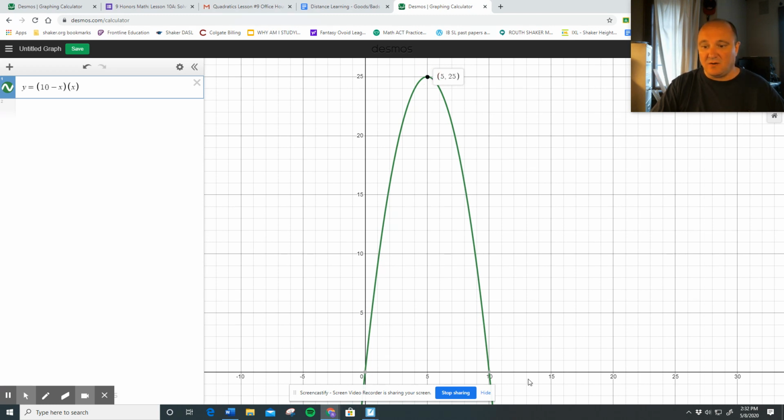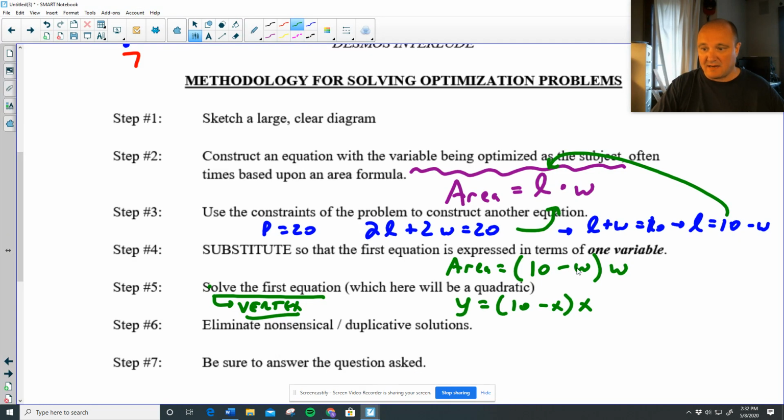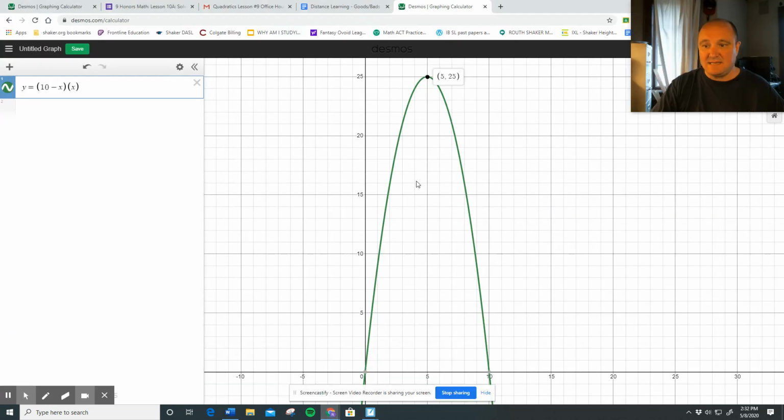The x coordinate was what? What was the variable here? Well, that was the width of the rectangle. The y coordinate was substituted in for the area. So what this tells me is that when the width of the rectangle is 5, the area is 25.